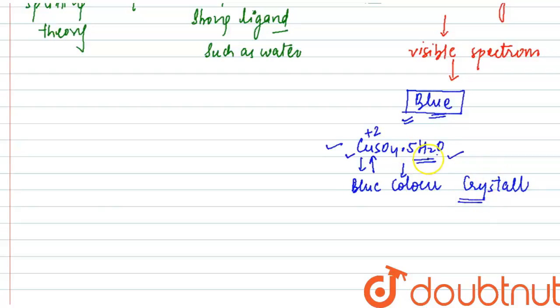Now, if this water of crystallization is not present in this particular crystal, then we don't see any color. We don't see a blue color coming out of it. So the main reason is this water of crystallization that it has.